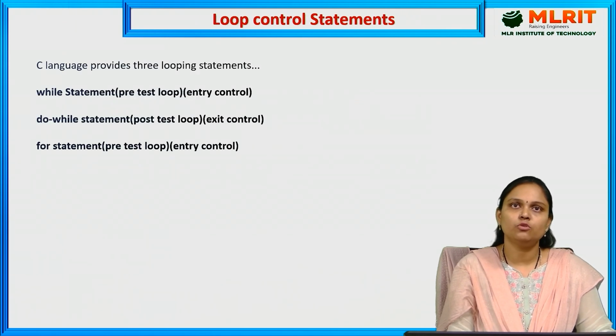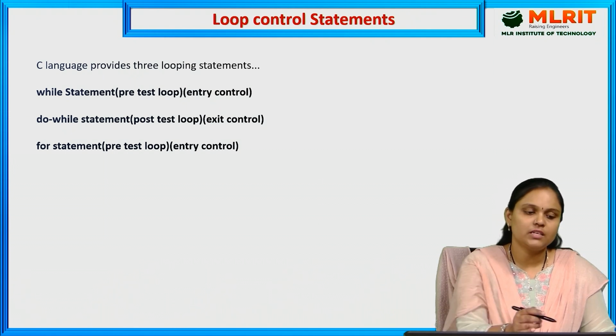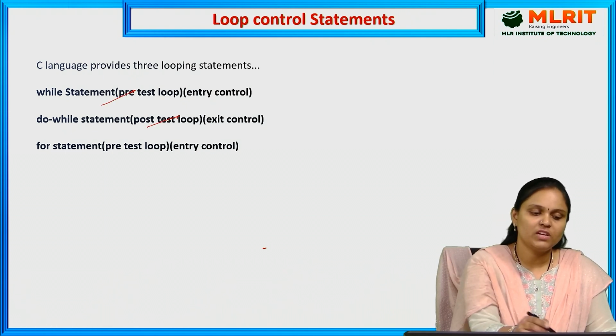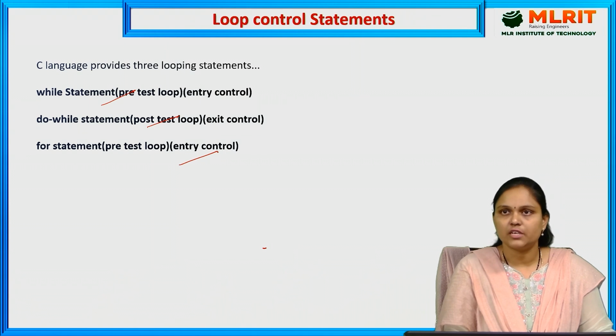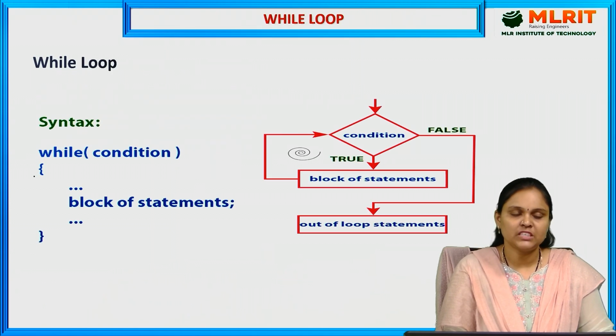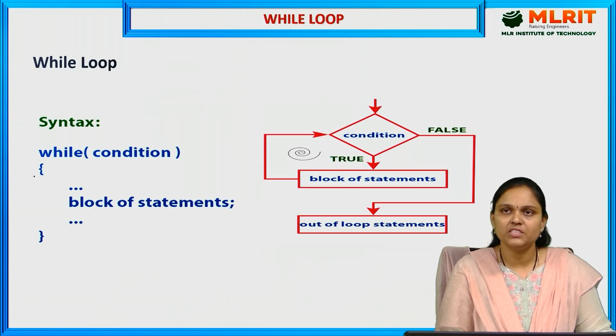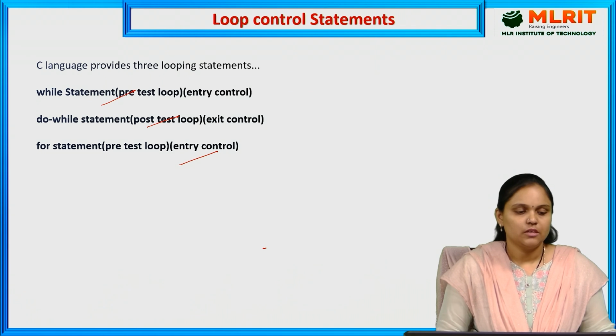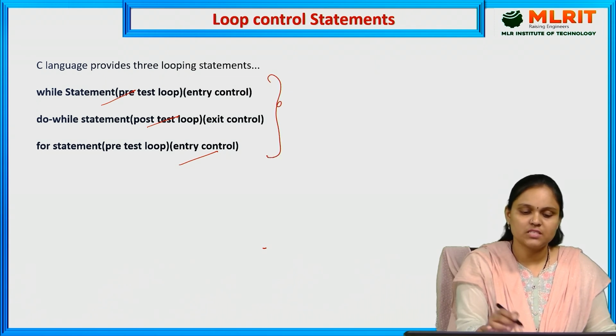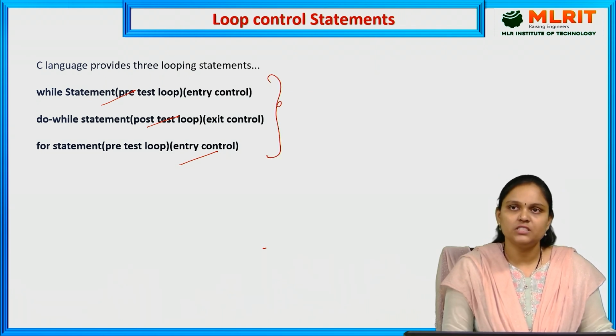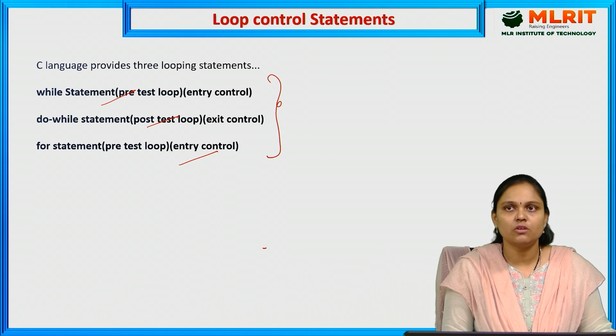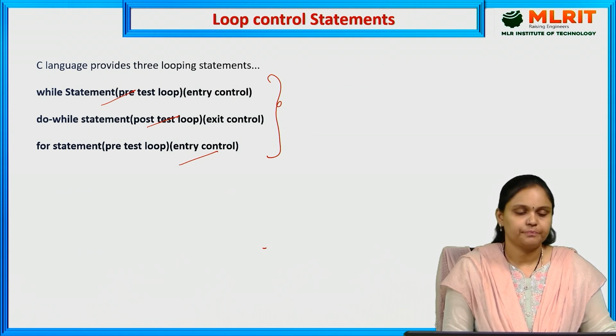For looping control statements, there are 3 kinds of loop statements: the while statement, the do while statement and the for statement. All of these are called looping statements, iteration statements or repetition statements. All 3 words mean the same. All are used for repeating the statements until we finish our task.